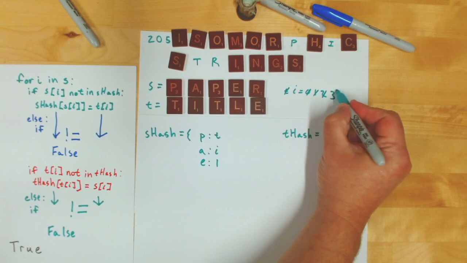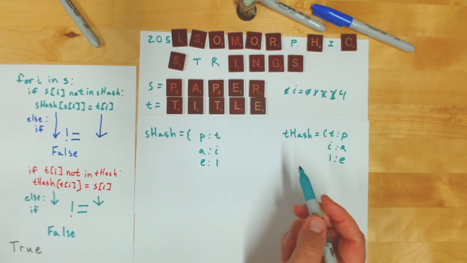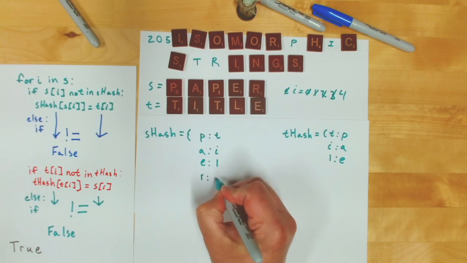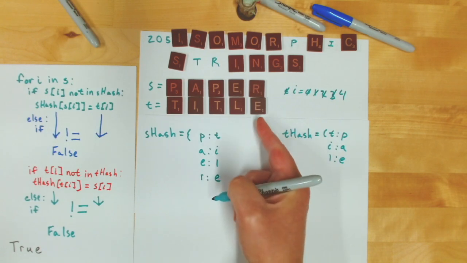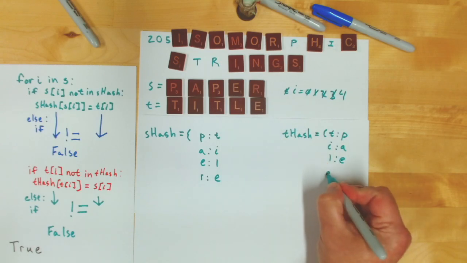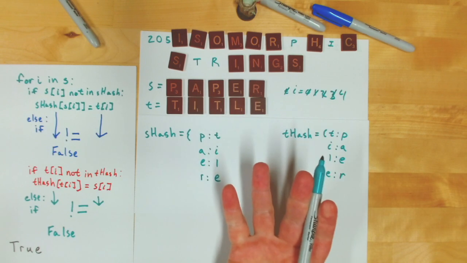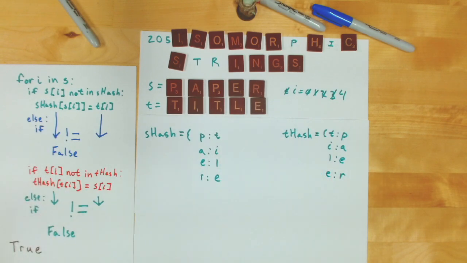And lastly, we're at index 4. Do we have an entry for R? Not yet, so let's map it to E. And now we have an E here, and we'll map that to R. And so we haven't popped false, and so now we can go ahead and return true. And we're going to head over to the IDE and take a look at this.